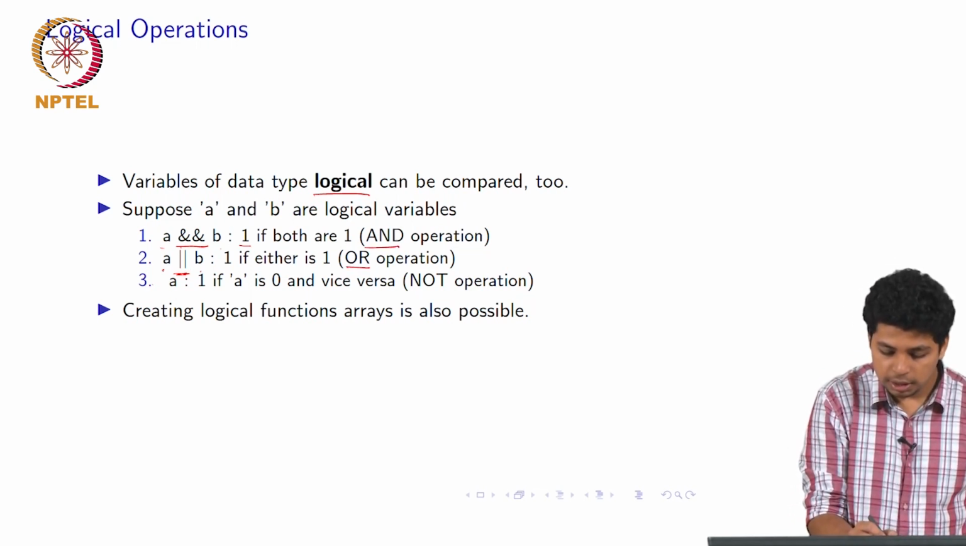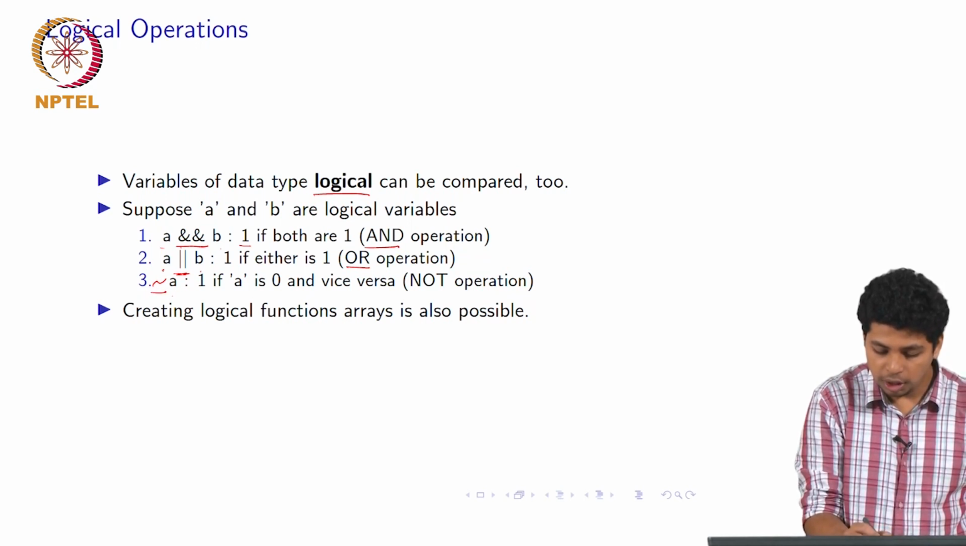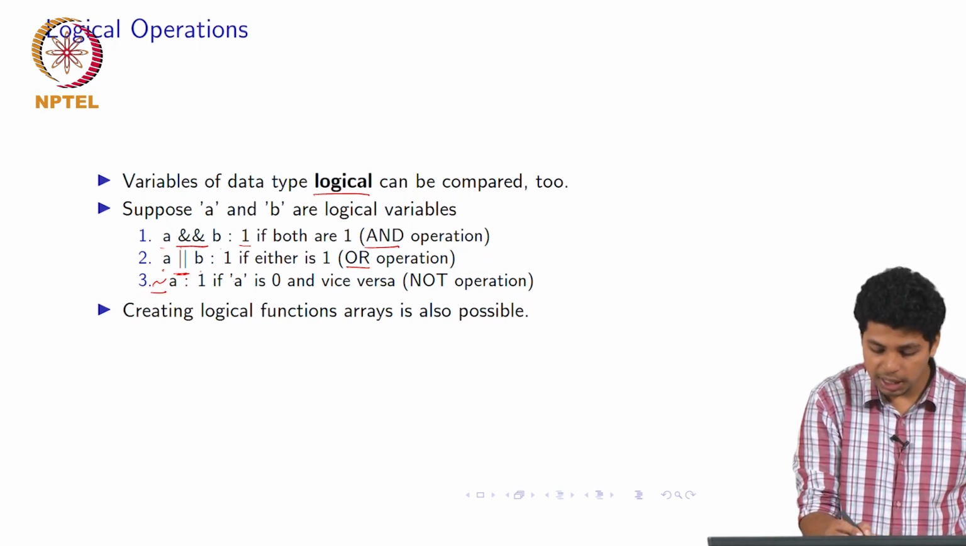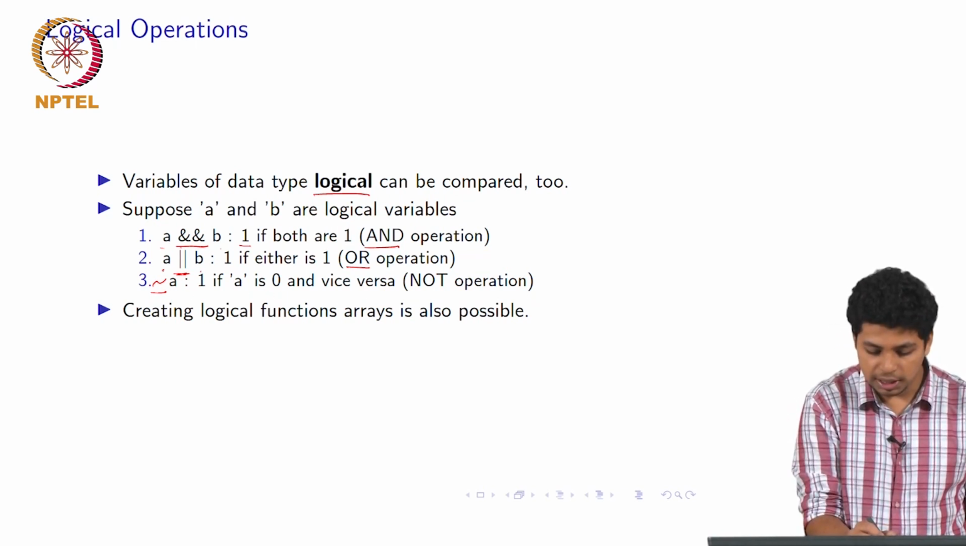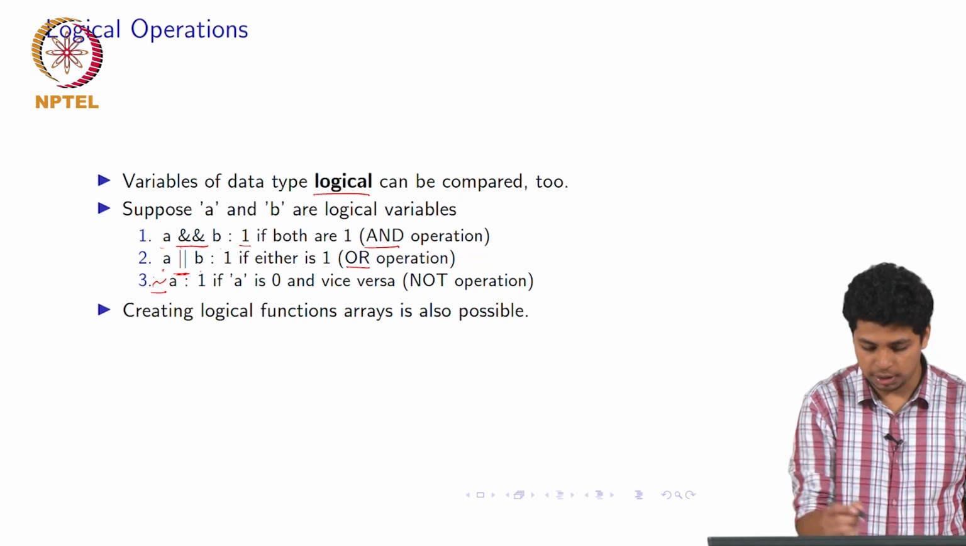Then this, not A, the tilde symbol, is not A. Not A is 1 if A was 0 previously, and vice versa. So the tilde is basically the not operation.